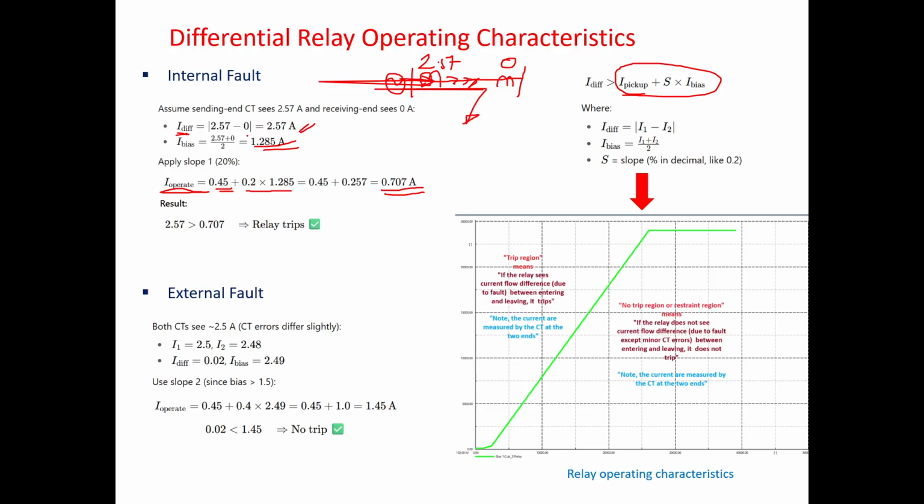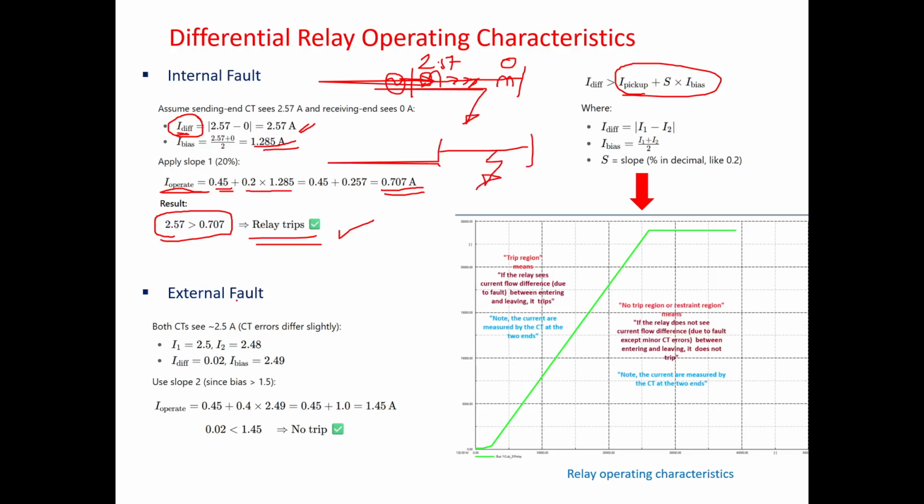So since the fault or differential current, which is 2.57, is greater than the relay operating current, the relay will trip. This is the relay setting, basically. Since the differential current is higher than the setting current, the relay will trip. So this is for an internal fault.